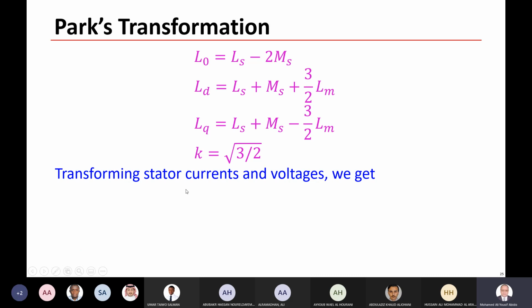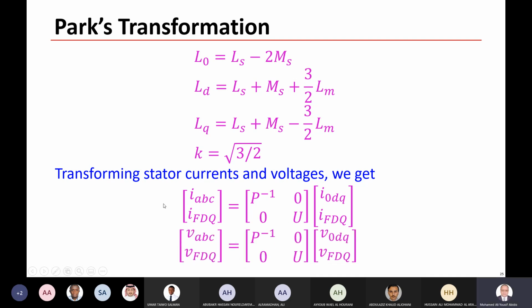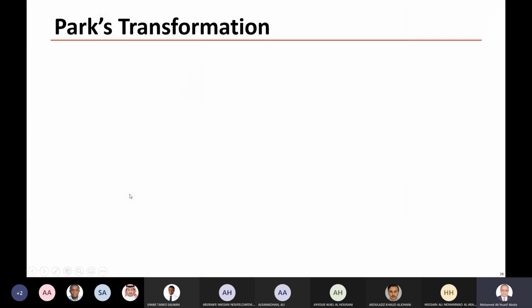And transforming the state of currents and voltages, we can write this as we mentioned earlier for the voltage before: I ABC equals the inverse of the Park's transformation multiplied by I 0DQ. And the currents are here, and this is the unity matrix or identity matrix. And for voltage, we can write the same equation.